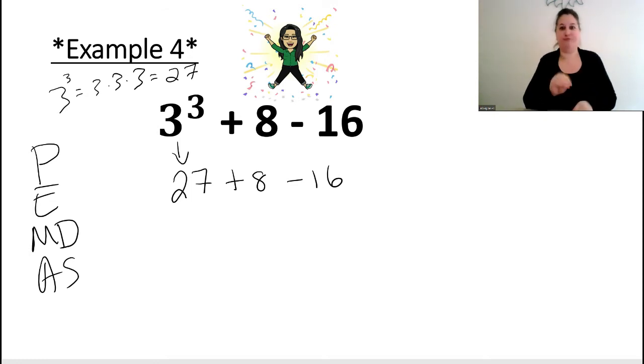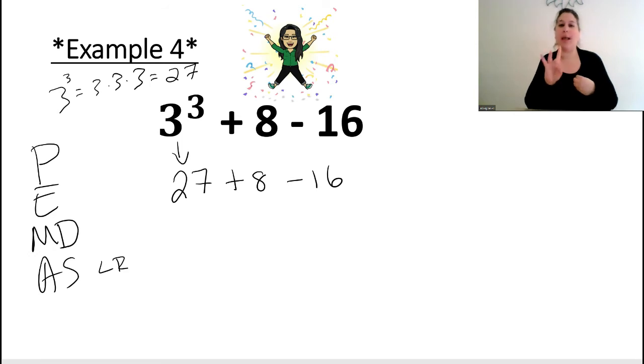Do we see any parentheses? Nope. Do we see any exponents? Nope. Any multiplication or division? Nope. Any addition or subtraction? Yes. But which one are we going to do first? 27 plus 8 or 8 minus 16?